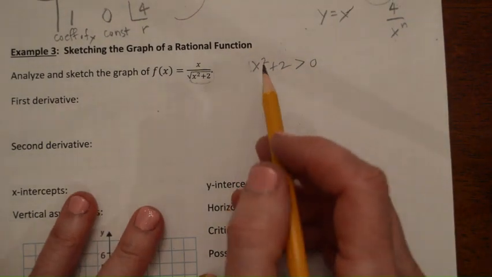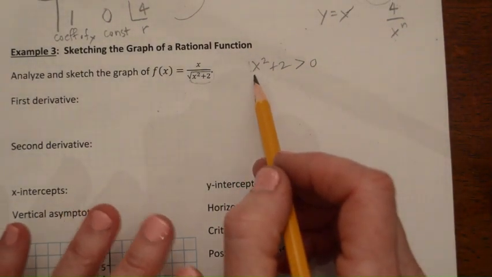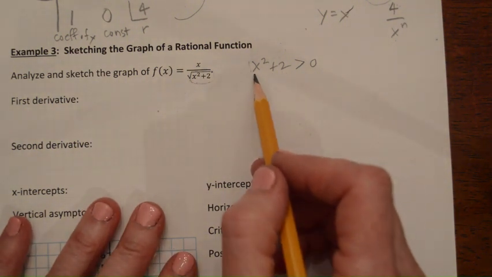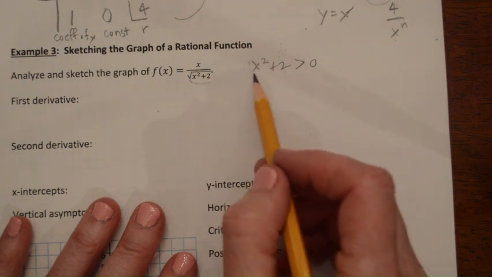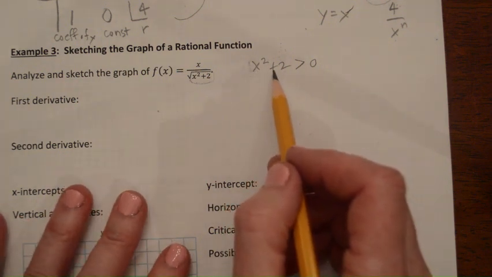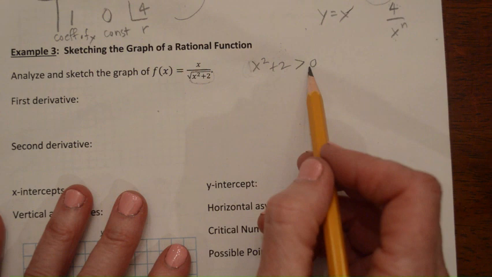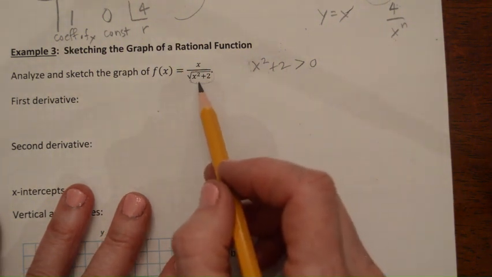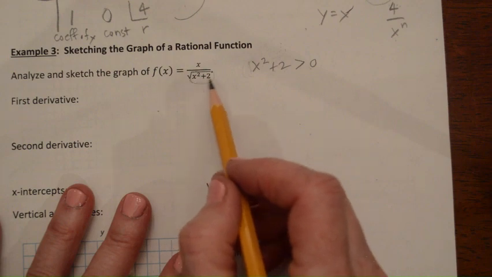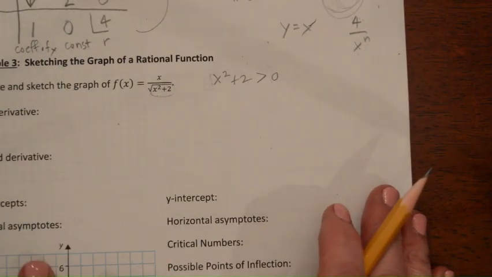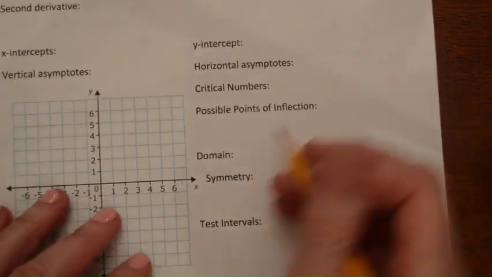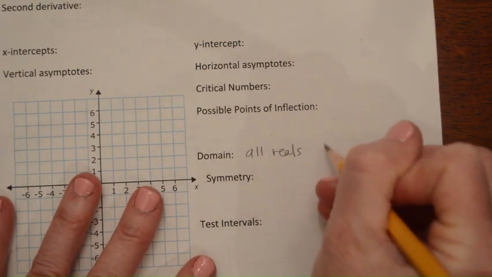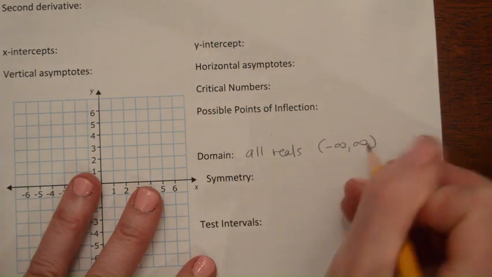Well, if we just look at this, x squared is at the very minimum going to be 0, and then we're adding 2 to it. Usually x squared will be greater than 0 unless we put 0 in there, but then we add 2 to it, and this will always be greater than 0. So in this case, there are no restrictions to our domain at all, because that will always be positive. So the domain is all reals, or you could just say negative infinity to infinity.